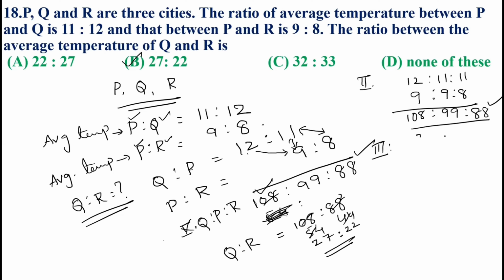And third, 12 is to 11 and 9 is to 8. Okay. Take the LCM of P, 11 and 9. What is the LCM? 11 into 9. 11 how many times 9? 9 times. So 12 nines are 108. So 11 nines are 99, the LCM. And 9 how many times? 11 times. 11 eights are 88. These are the three methods.